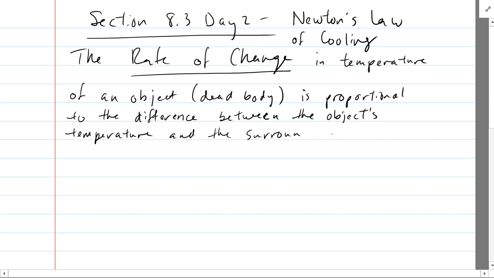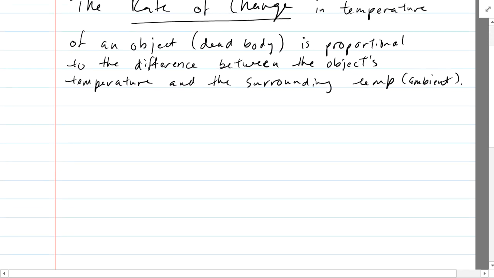Can I abbreviate temperature TEMP? I'm going to anyway. Now that surrounding temperature, that's called the ambient temperature, often. So if they say ambient temperature, that's what that means. Okay, let's define some variables for you. T naught, the little zero. That's the initial object temperature.